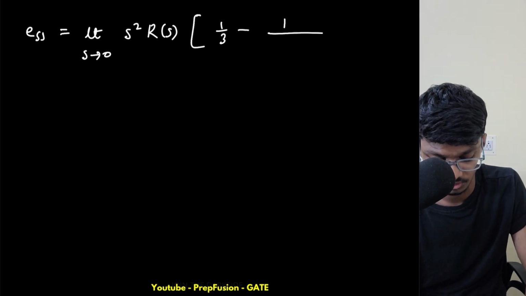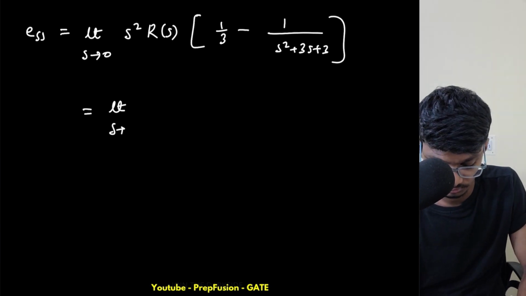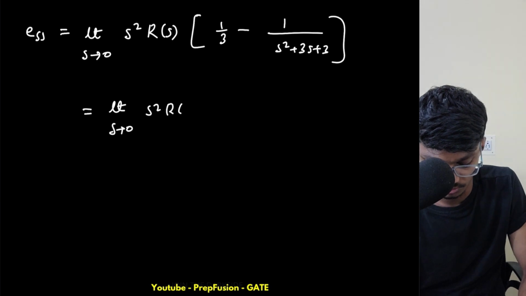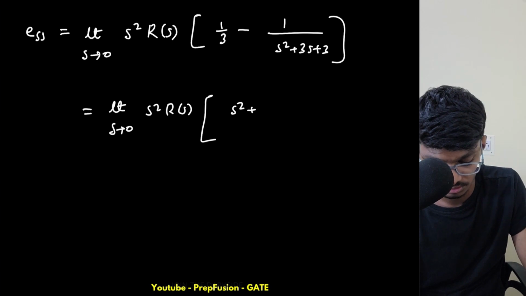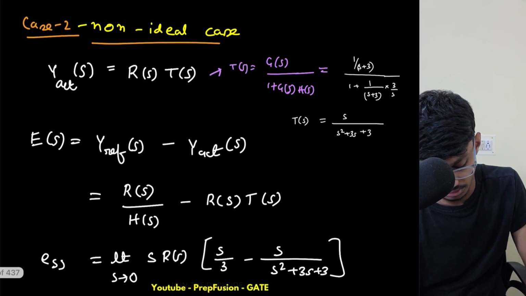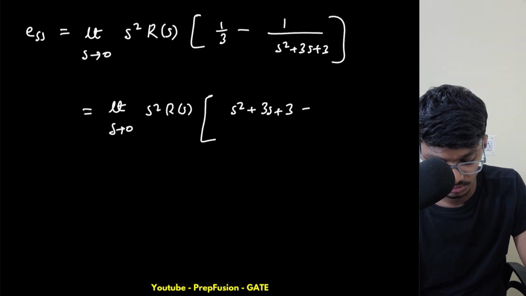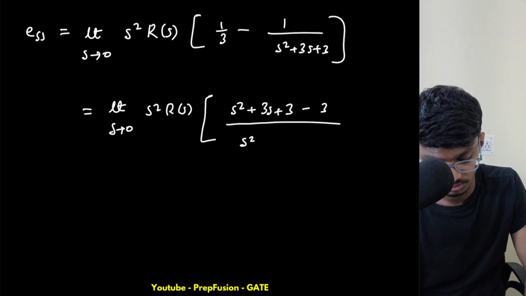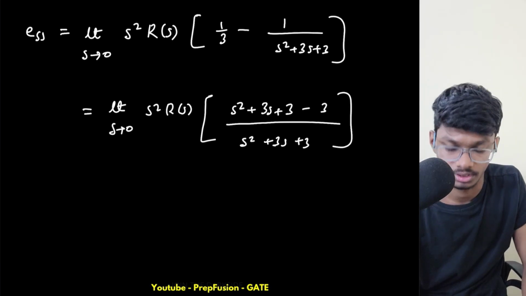Into 1 by 3 minus 1 by s square plus 3s plus 3. Limit as s tends to 0, s square into R of s. So this one becomes s square plus... sorry, in the numerator I had 3, no, I didn't add s square, plus 3s plus 3 minus 3, divided by s square plus 3s plus 3. So this is what I get.